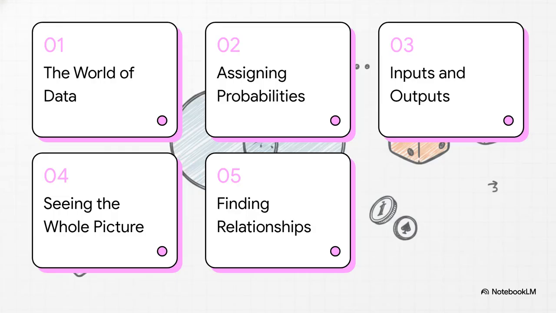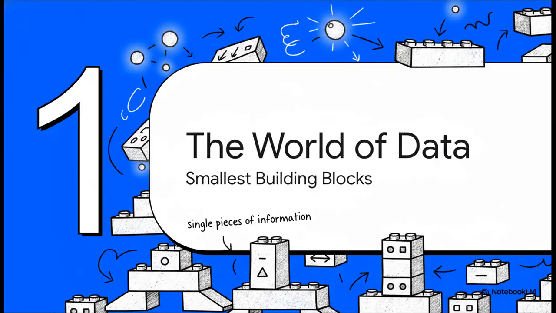Okay, so here's our game plan. We're going to start with the simplest possible thing, a single data point. Then we'll figure out how to assign probabilities to things. From there, we'll see how to structure data into inputs and outputs. And finally, we'll uncover some really cool ways to find relationships hidden inside that data. Let's jump in.